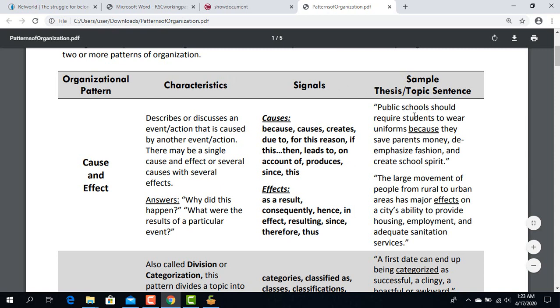Public schools should require students to wear uniforms because they save parents money, de-emphasize passion, and create school spirit. As you can see here in this sentence, we have public schools should require students to wear uniforms because they save parents money. Because they save parents money.